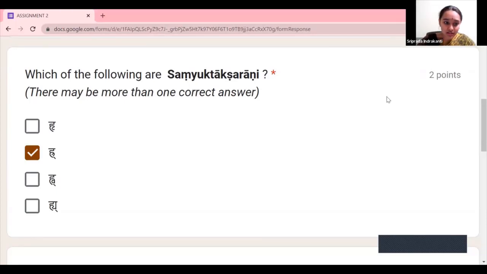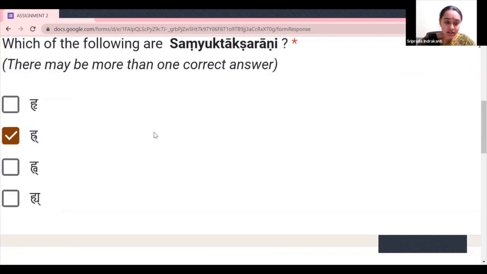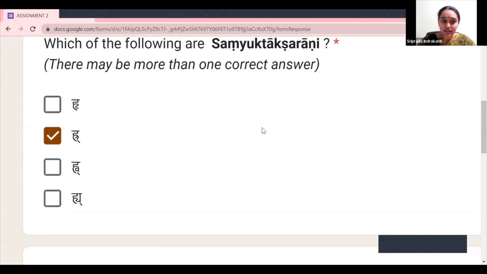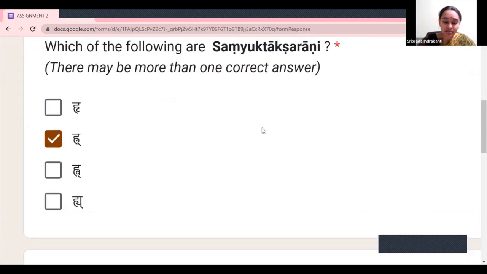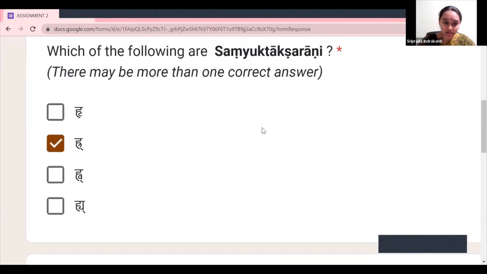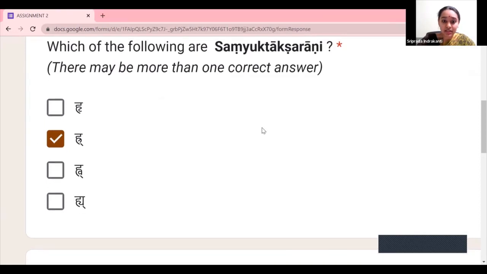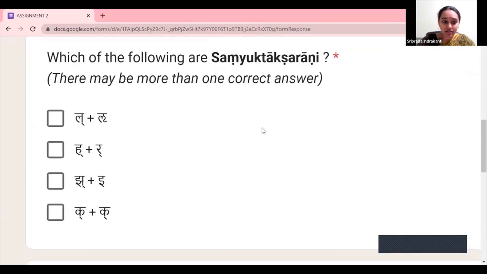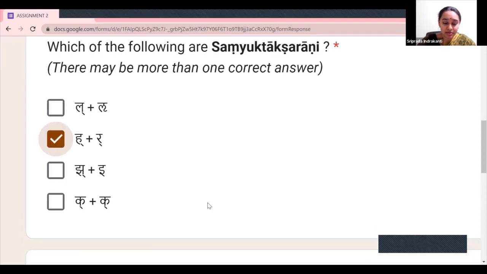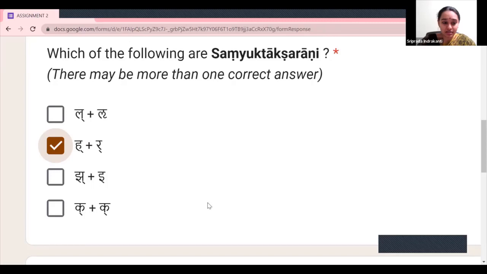So which of the following are Sanyukta Aksharas? Observe that they all look very similar, just like we revised tra and tra and all of that stuff. So try to remember what is a Sanyukta Akshara, what is a Gunita Akshara. The next one is, which of the following are Sanyukta Aksharas? This gives more of a split version of a word. So again, if you know what is a Sanyuktakshara, you will be able to answer this correctly. I'll always choose the second option. Don't choose my answers.